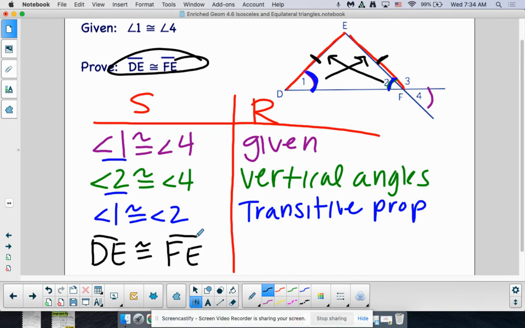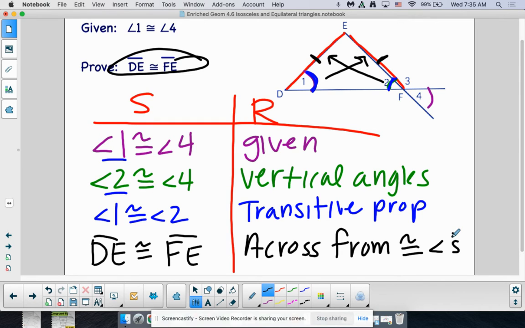And I guess if you really wanted, you could say converse of the isosceles triangle theorem. My brain doesn't remember that, so I'm just going to say across from congruent angles, because that is also true. You write whatever your brain likes to write, but that's how my brain understands stuff, so I'm going to write that.